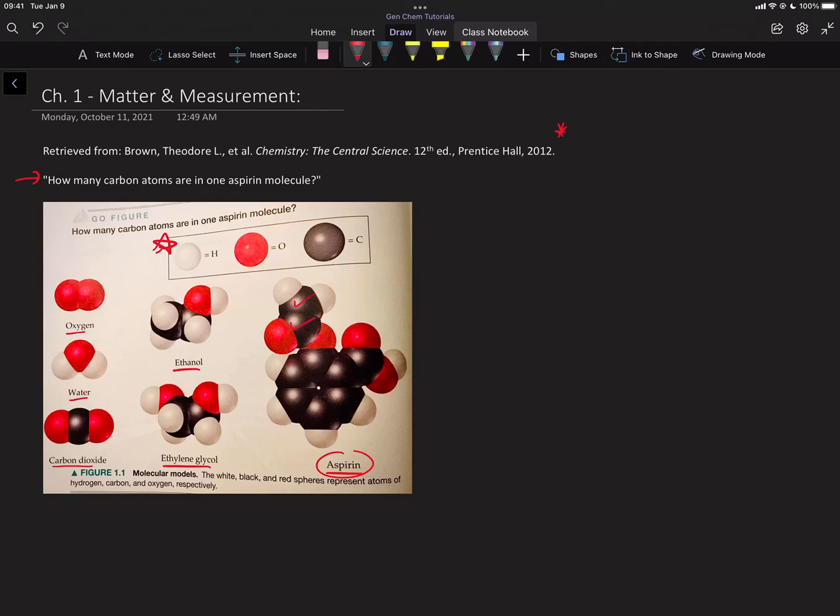1, 2, 3, 4, 5, 6, 7, 8, 9. So, to answer our question, there would be 9 carbon atoms present in aspirin. You could also say that as 9C, with C being the chemical symbol for carbon. And there we have it.